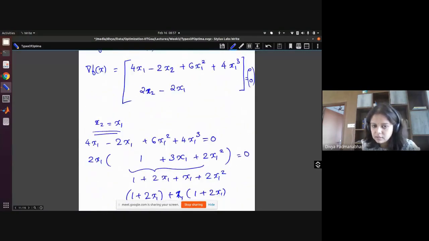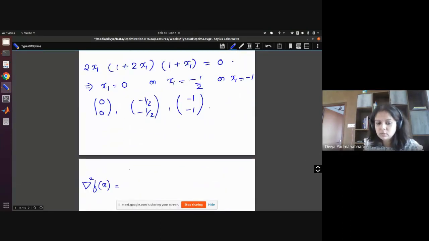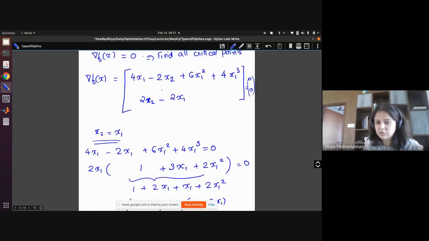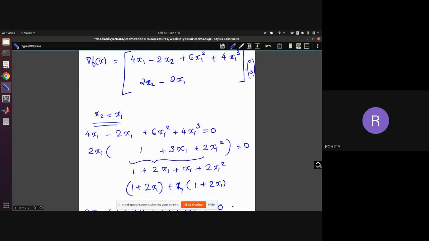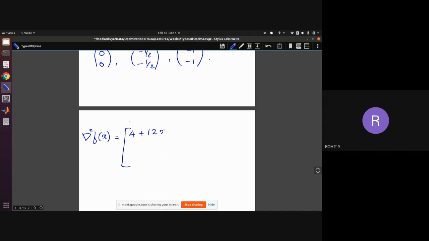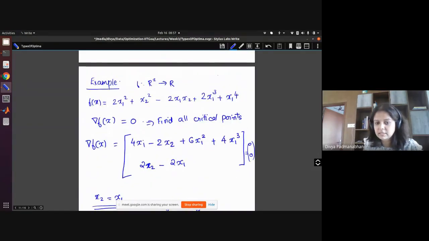But okay, so the Hessian, someone can tell me. So what you do is first you take this term, take the derivative with respect to x1. Okay, so this is going to be a matrix. This is going to be the derivative with respect to x1 of the first part of the gradient. So can you tell me that? 4 plus 12x1 plus 12x1 square. Okay, so that is this part with respect to x1. Now with respect to x2, what do you get for this term?